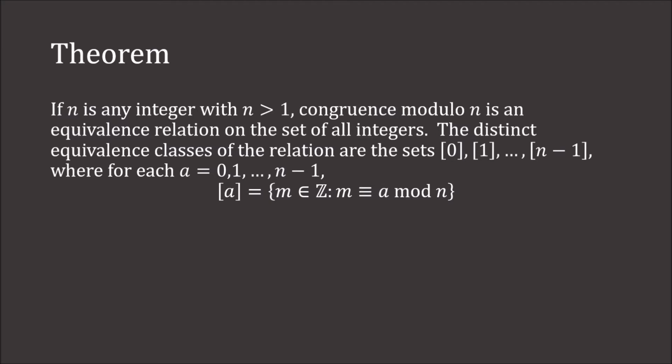So if n is any integer with n greater than 1, congruence modulo n is an equivalence relation on the set of all integers. The distinct equivalence classes of this relation are the sets class of 0, class of 1, and so on, up to class of n minus 1, where for each a from 0 to n minus 1, the class of a is equal to the set of all integers m such that m is congruent to a mod n.